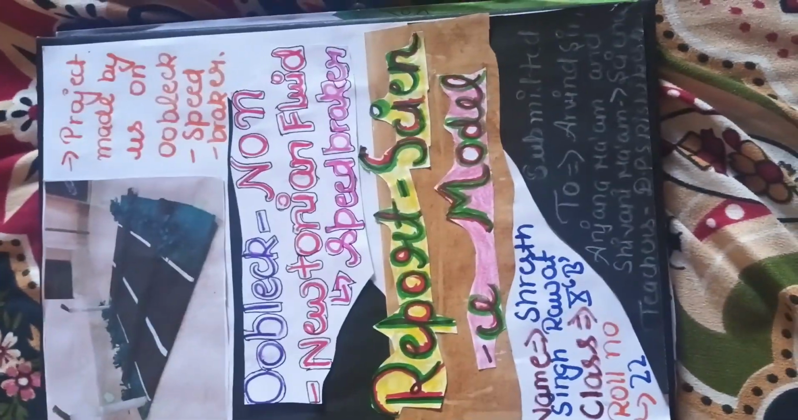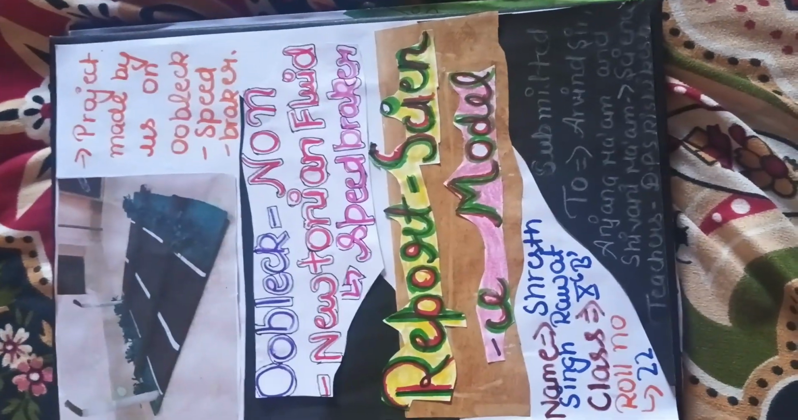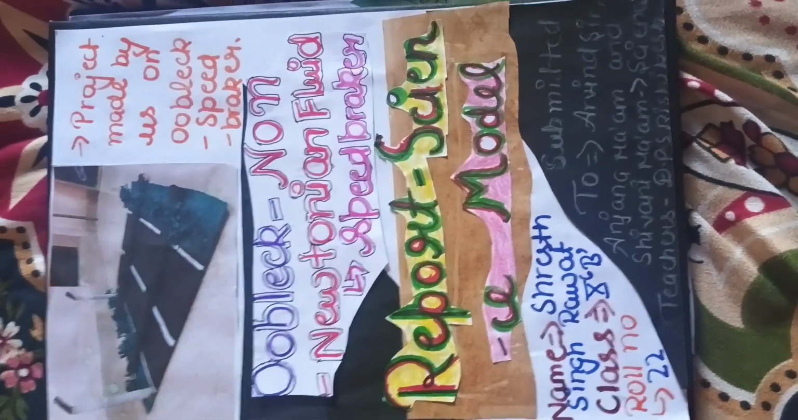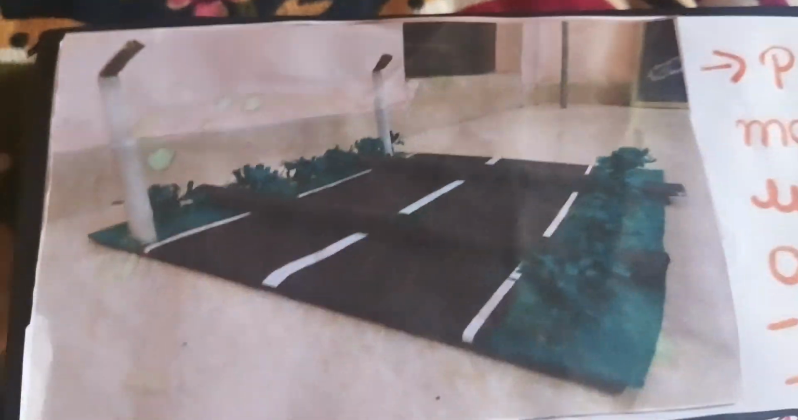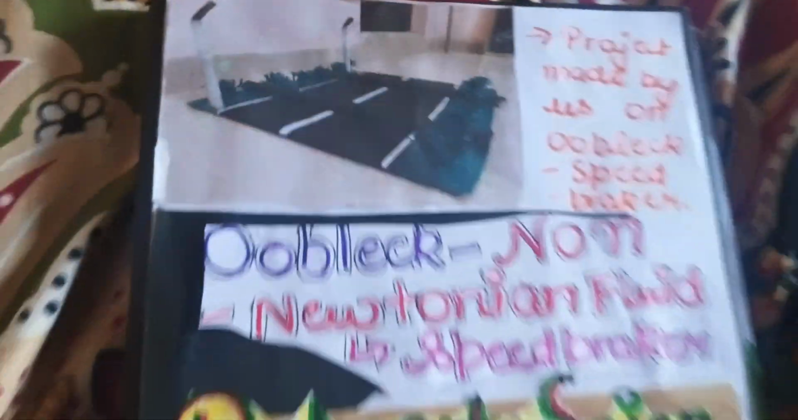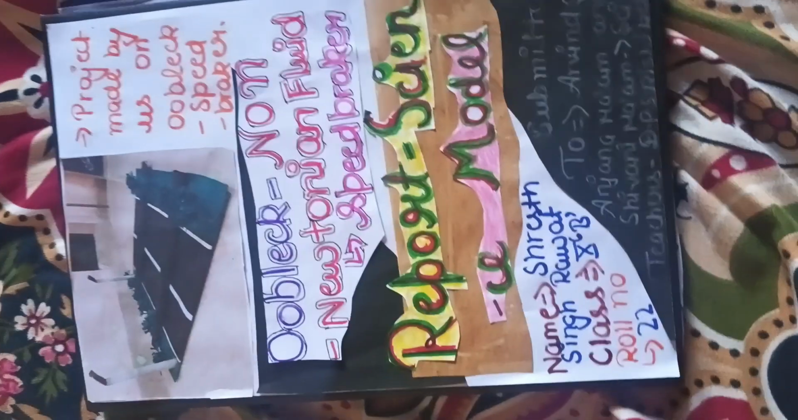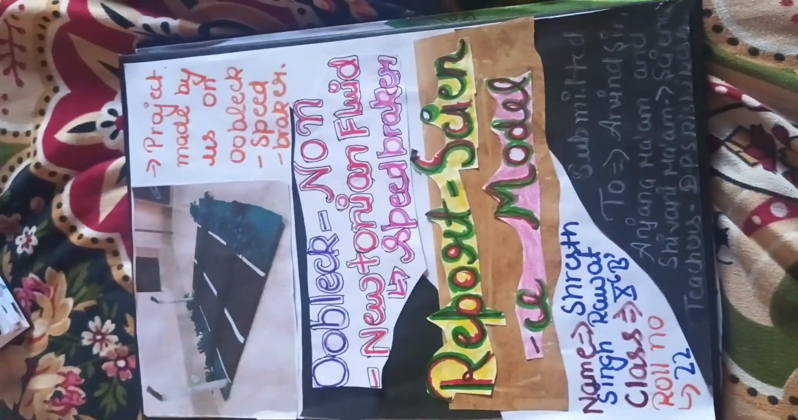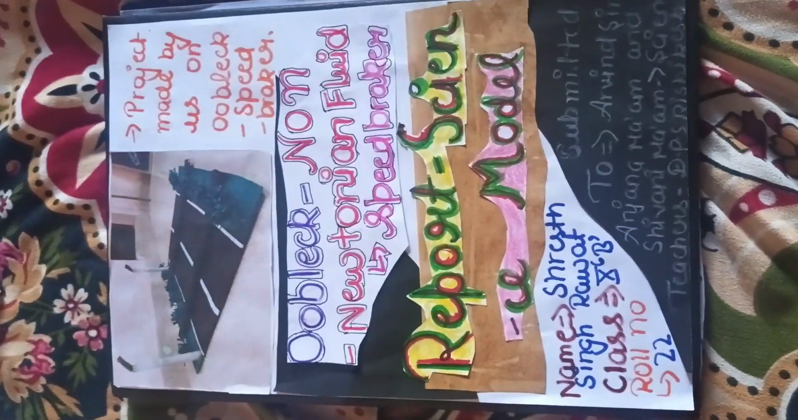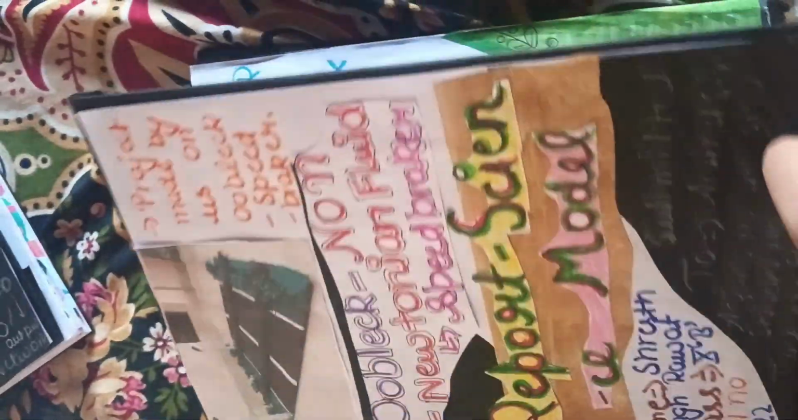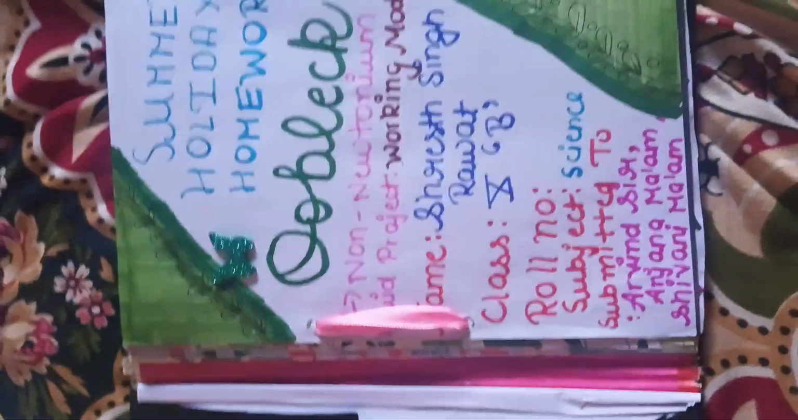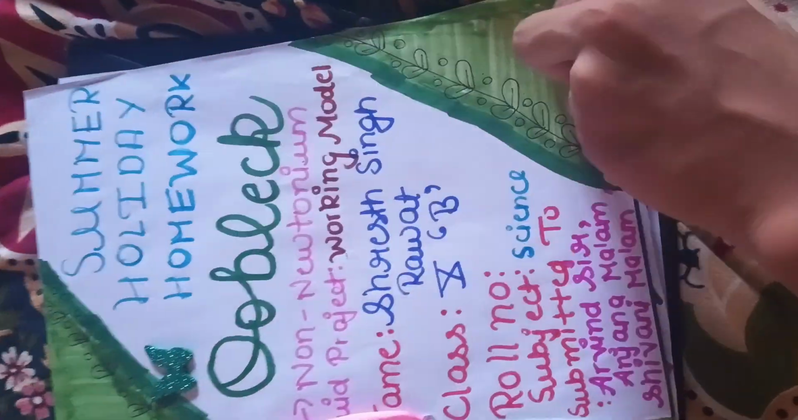This is a report on the science model of Oobleck non-Newtonian fluid. So this is the model. I have added a picture of the project made by us, which is the Oobleck speed breaker, and this is the cover page you have seen. This is the cover page that I made by myself. So this model is about non-Newtonian fluid. So this is the front page.